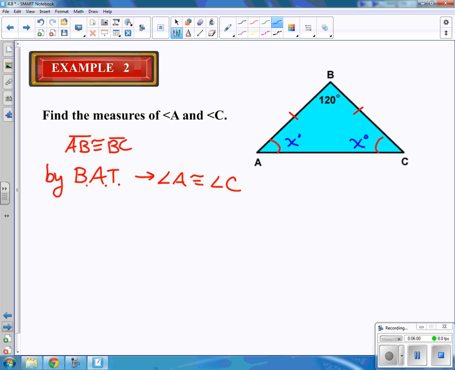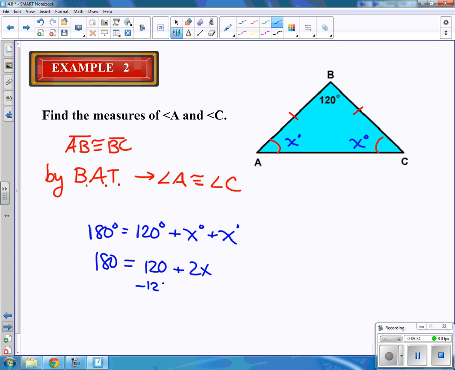All right, well, let's set up an equation. We know from the triangle sum theorem that the total measure of the angles in a triangle is going to be 180 degrees. Okay, so I know that 180 degrees is going to equal the sum of all three angles. I have 120 for angle B, x degrees for angle A, and x degrees for angle C. All right, I'm going to simplify that a little. So I'm going to leave off the degree symbols for now and just say 180 equals 120 plus 2x.